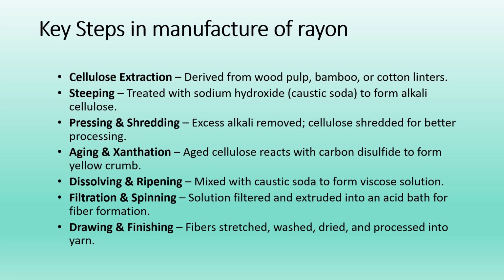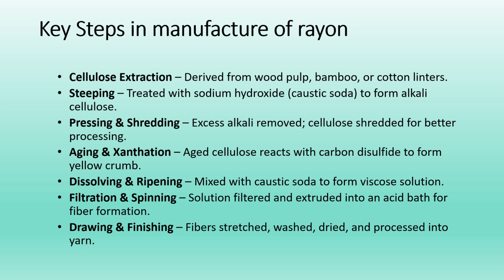Pressing and shredding is the next process. The excess caustic soda is removed by pressing the cellulose pulp. After pressing, the alkali cellulose is shredded into small pieces to increase the surface area for better chemical reaction. This shredded form is called white crumb because of its appearance.